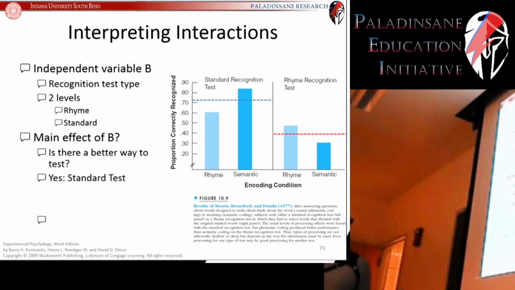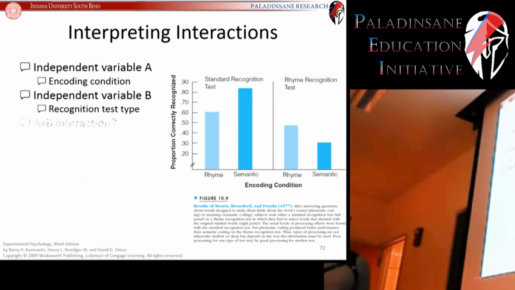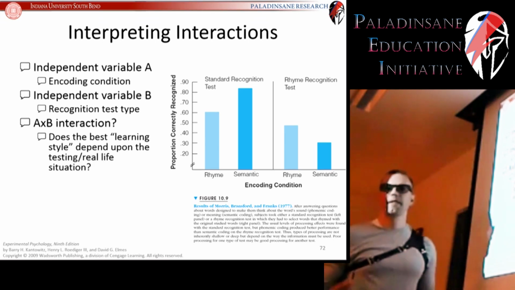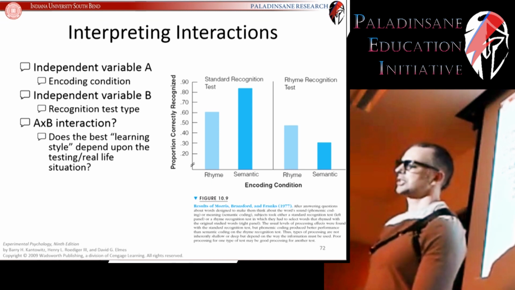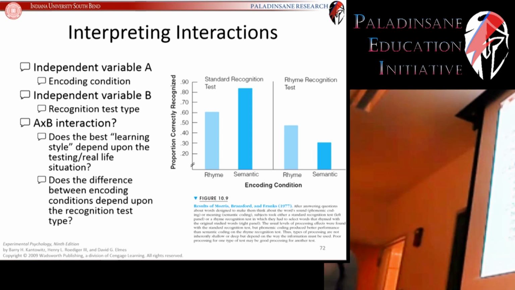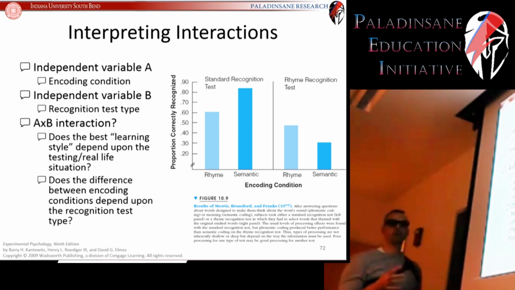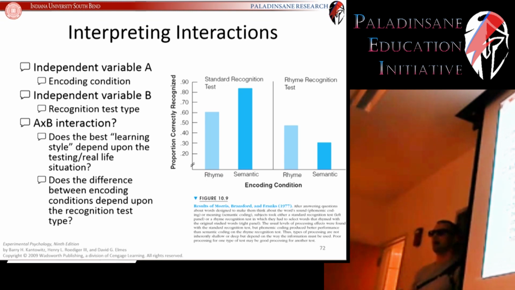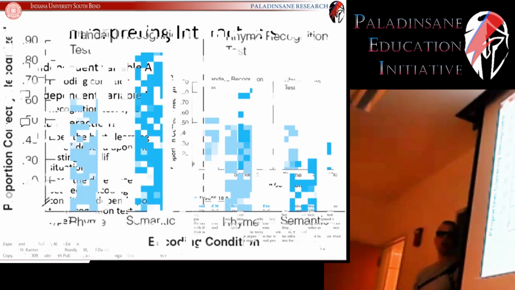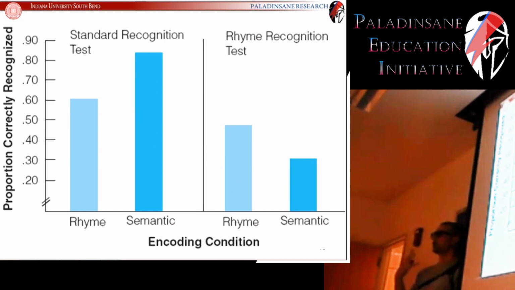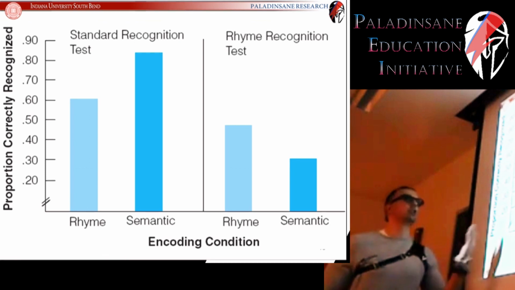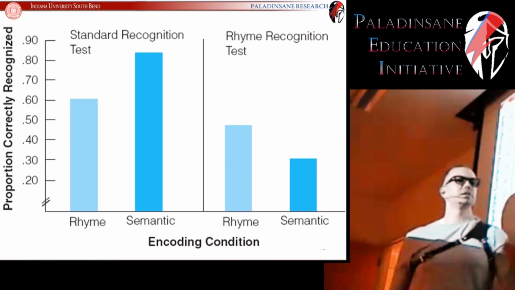Was there an interaction between the two? That is, is the best learning style dependent upon how you're actually being tested? Is there a difference between the effects of the encoding conditions, and is it dependent upon the effects of how you're being tested? For this one, you have to take a look at all 4 bars. You have to take a look at what is the story in each section of this experiment.